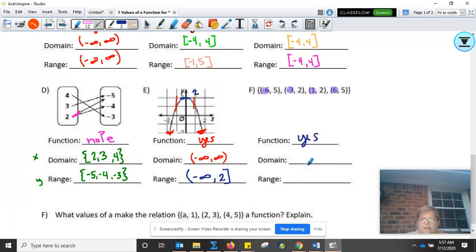Your domain, I like to put in numerical order. -6, -3, 1, and 6. Your range is going to be your y's. And remember, if something repeats, you only need to write it once. We have 5, 2, 2, 5. So all I need to write is a 2 and a 5. That's my range.